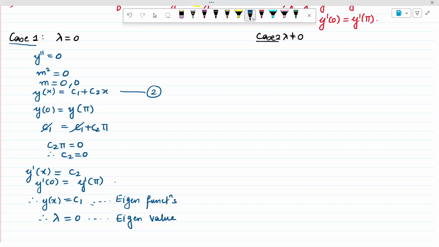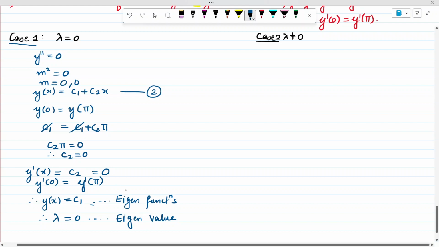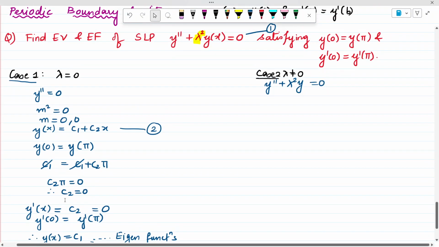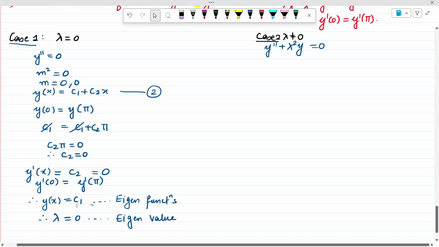Okay, so I hope the first case is clear, lambda equal to 0. And everyone has understood that we cannot find C1 here. The given conditions are not allowing me to find C1 at all. Okay, so let's move on to case 2 now. Case 2 is lambda is not equal to 0. My equation 1 is y double dash plus lambda square y equal to 0, right? That's what my equation number 1 is.